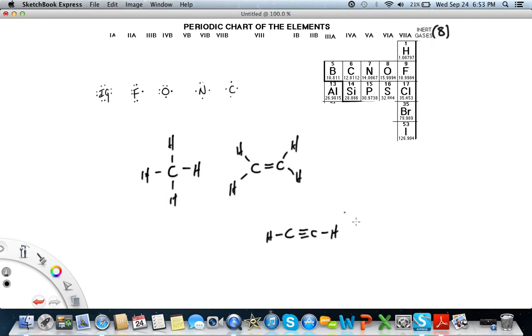We could have 3. However, what we are not going to see is 1, 2, 3, 4, like that. That is no good. So the maximum amount that we can squish down, if we look at nitrogen and carbon, is 3.